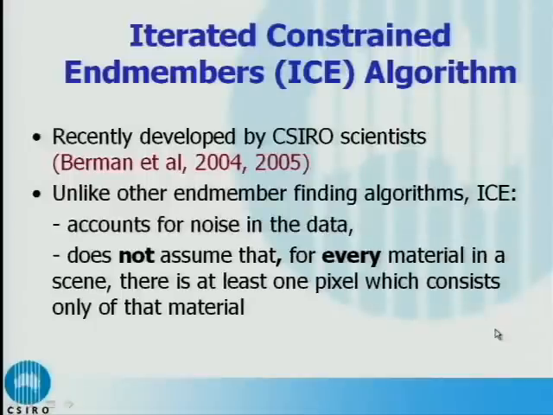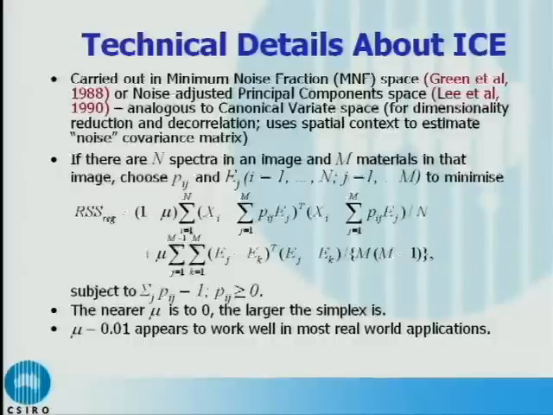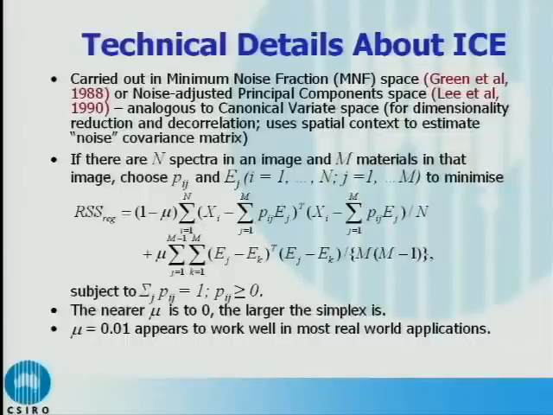Okay. So we developed this ICE algorithm a few years ago. Unlike other Endmember finding algorithms, ICE accounts for noise in the data. It doesn't assume that for every material in the scene there's at least one pixel which consists only of that material. Okay, so here are some technical details. It's a fairly busy slide. It's carried out in a space called minimum noise fraction space, which, for those of you who don't know, I'll explain shortly. Or it's sometimes called noise adjusted principal component space.